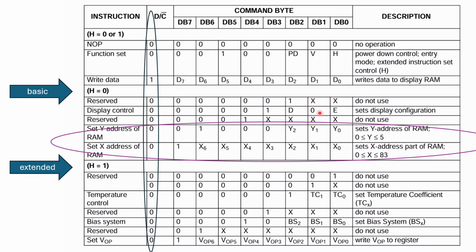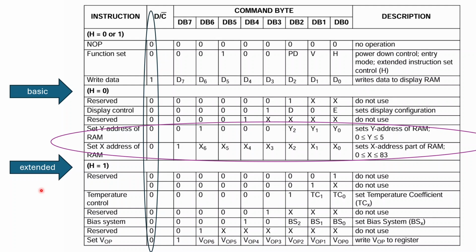Then you have another simple instruction called display control, which specifies whether you have normal mode or inverse mode, and you have the option to disable all pixels or enable all pixels. That's the whole basic instruction set. Then you have the extended instruction set, which is used to set up more advanced parameters of the chip. For that I refer to the data sheet.